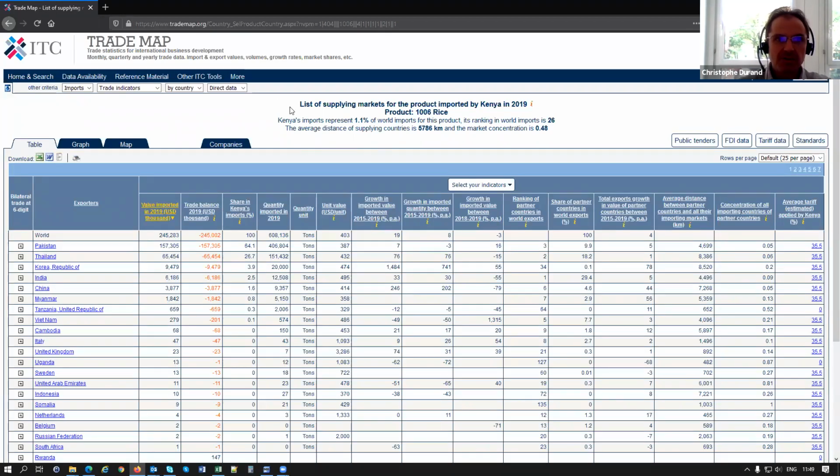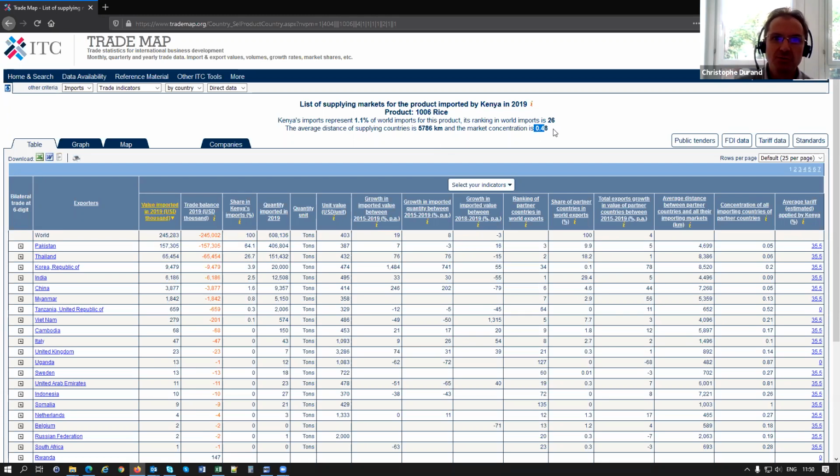So what do we have here? First of all, let's read the title. We have the list of the supplying markets for the product imported by Kenya in 2019, which is rice. All right. The subtitle says, Kenya's imports represent 1.1% of the world imports. Okay, so it means that in the trade of rice, Kenya is not in big demand for rice. Now, that being said, it may be interesting to see where Kenya gets its rice from, right? And the average distance of the supplying countries is more than 5,000 kilometers, which means that the rice comes from far. Yeah, more than 5,000 kilometers is really long distance shipping, right?